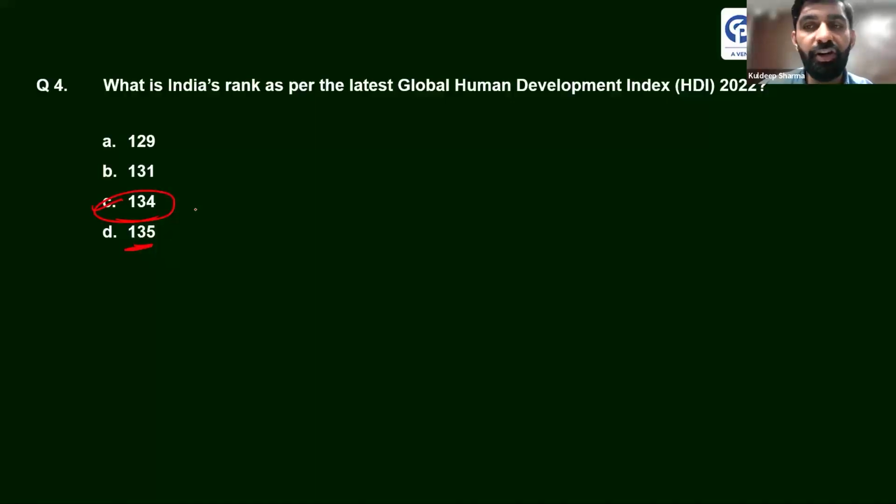And this year HDI is actually judging the performance of 193 countries. Last year it was only 191 countries. So this year India's rank is 134.